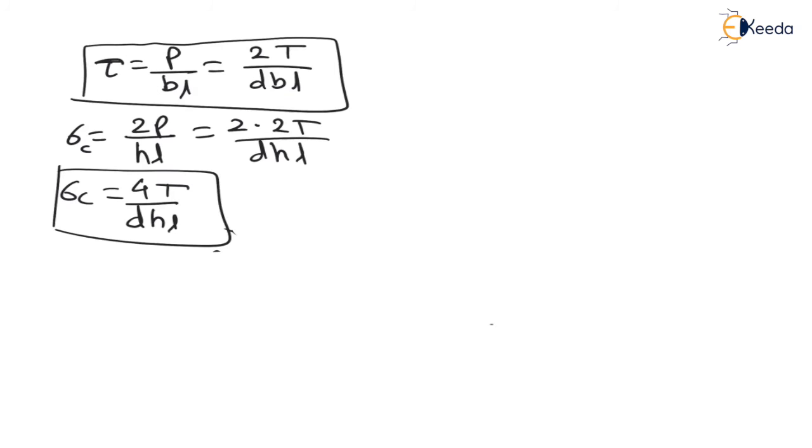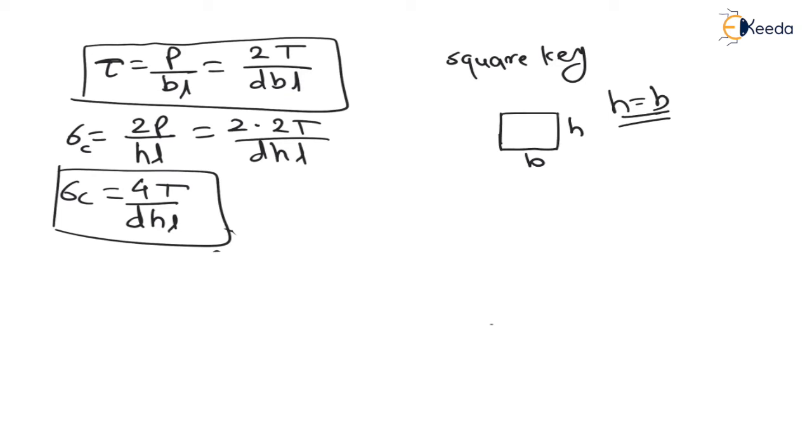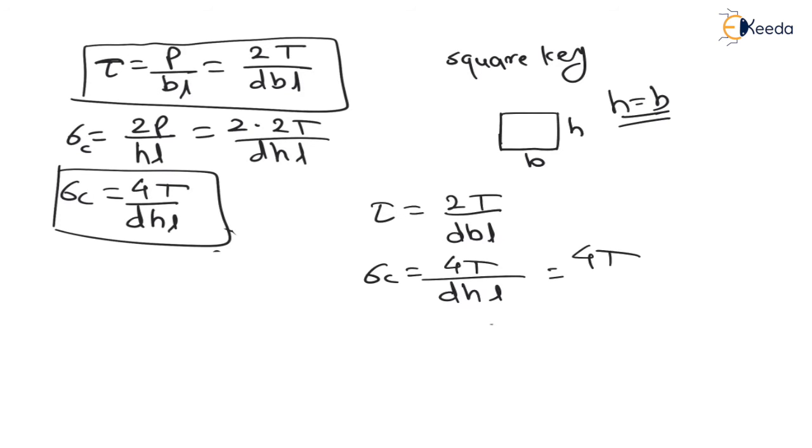Now let us consider a square key. In case of a square key, H becomes equal to B. Therefore, the shear stress is 2T divided by dBl and the crushing stress is 4T divided by dHl, which is nothing but 4T divided by dBl, because H is equal to B.